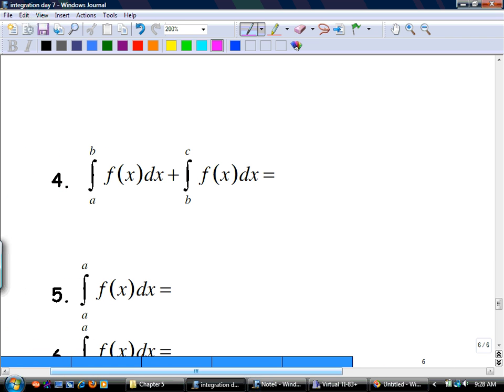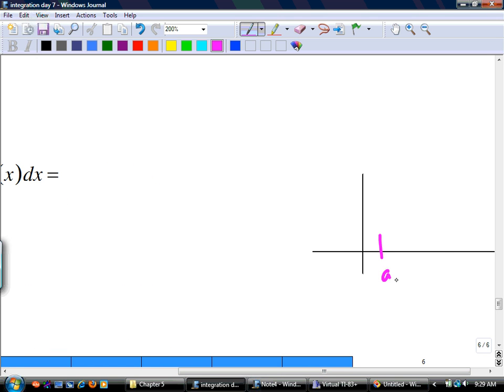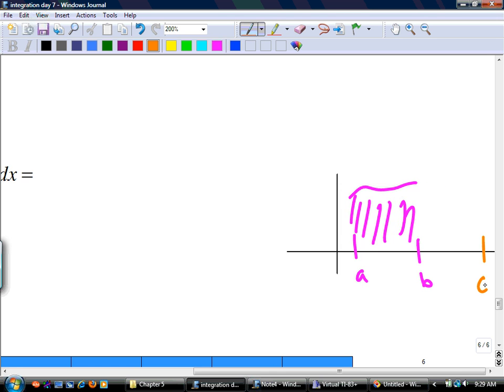Okay. If I ask you to find the area from A to B, okay, let's look at this. If I ask you to find the area from A to B, and then I ask you to find the area from B to C, it's as if I found the area from A to C all at once.